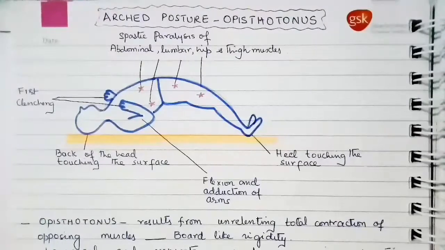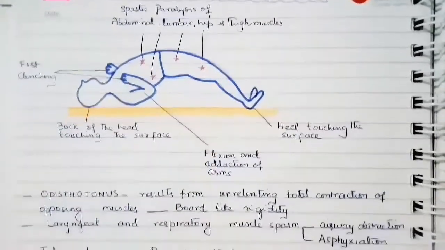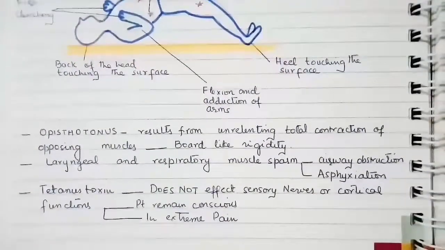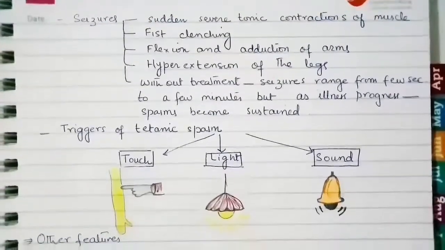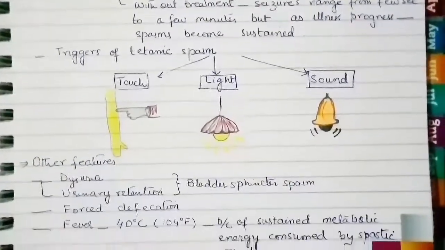It's important to remember that tetanus toxin does not affect sensory nerves or cortical functions, so the patient remains conscious and in extreme pain. In tetanus, seizures result from sudden, severe, tonic contractions of muscles. There is fist clenching, flexion and adduction of arms, and hyperextension of legs. Without treatment, seizures may remain for a few seconds to a few minutes, but as disease progresses, these spasms become sustained. Triggers of these spasms are usually a touch, light, or sound.